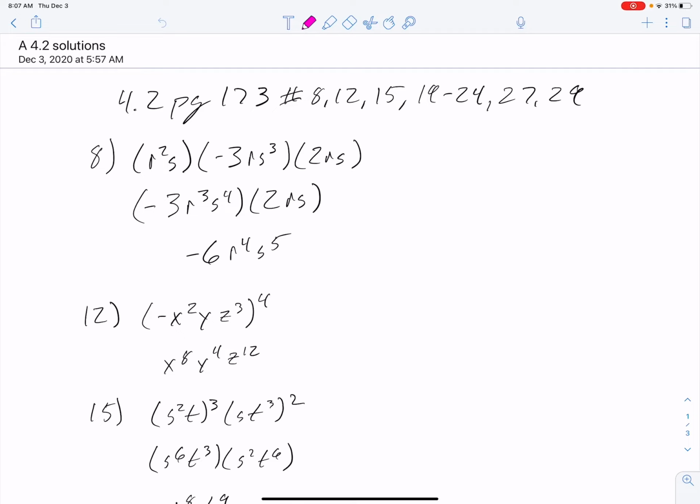All right, here's the 4.2 homework solutions, our rules for exponents. As always, if this doesn't help, feel free to ask in class.